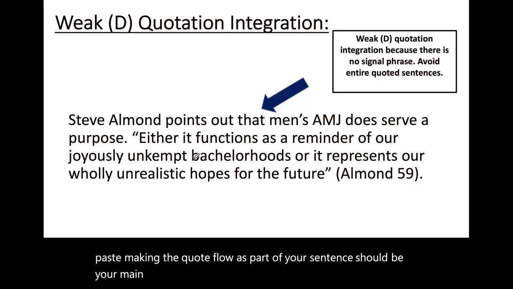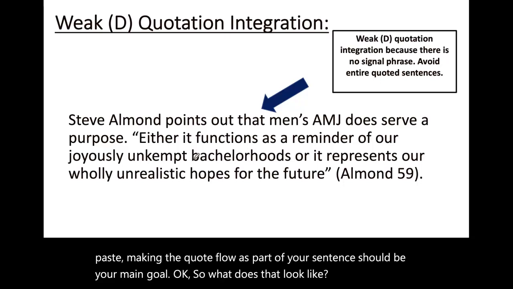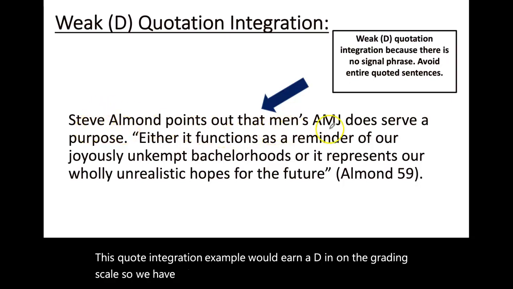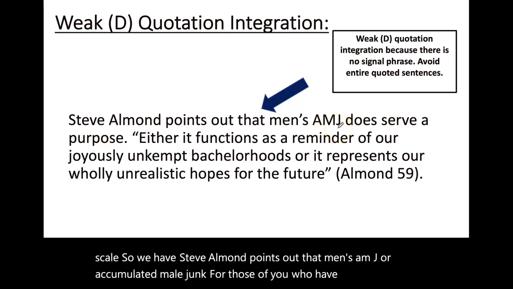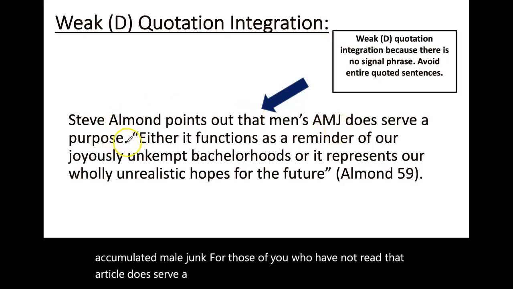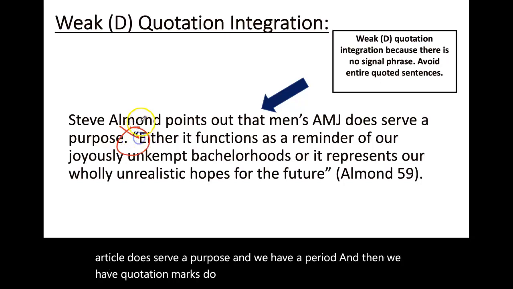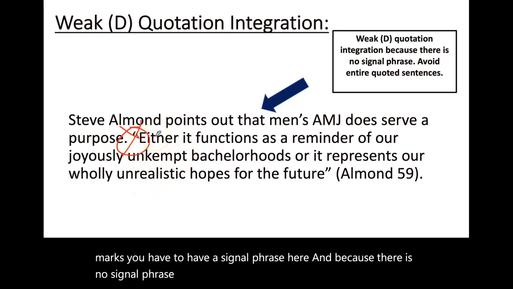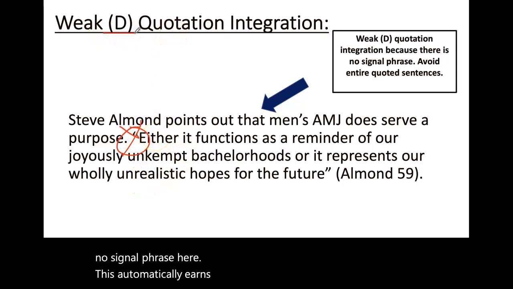Okay, so what does that look like? Well, this quote integration example would earn a D on the grading scale. So we have Steve Allman points out that men's AMJ, or accumulated male junk, for those of you who have not read that article, does serve a purpose. Then we have a period. And then we have quotation marks. Do not start a sentence with quotation marks. You have to have a signal phrase here. And because there is no signal phrase here, this automatically earns the letter of D.